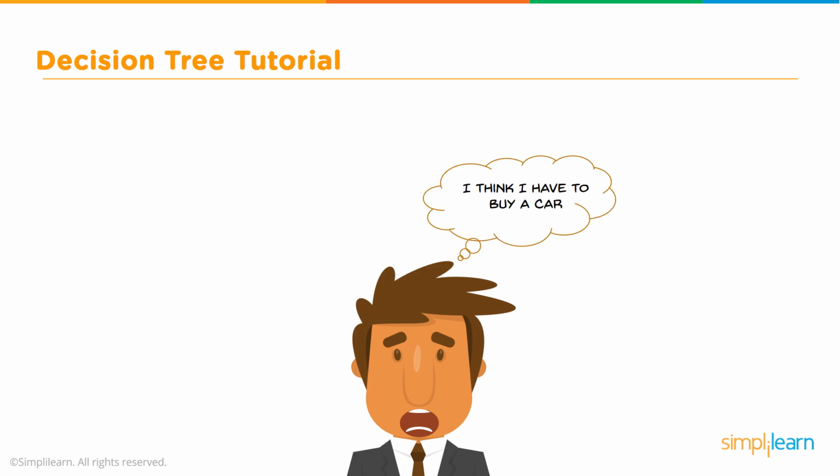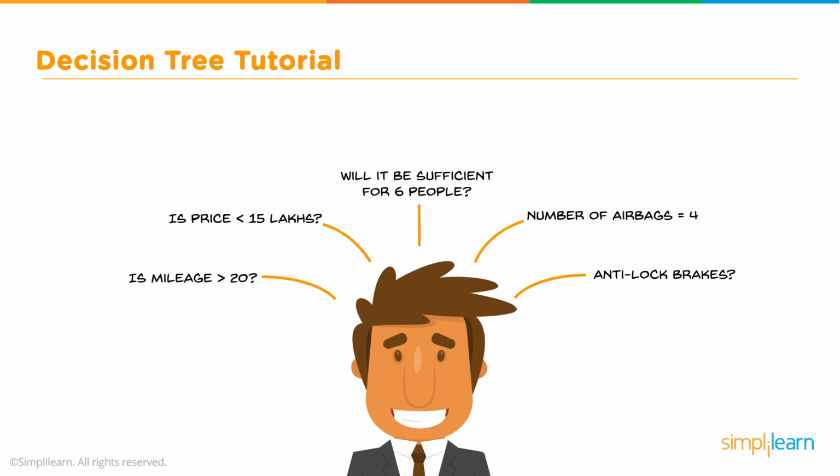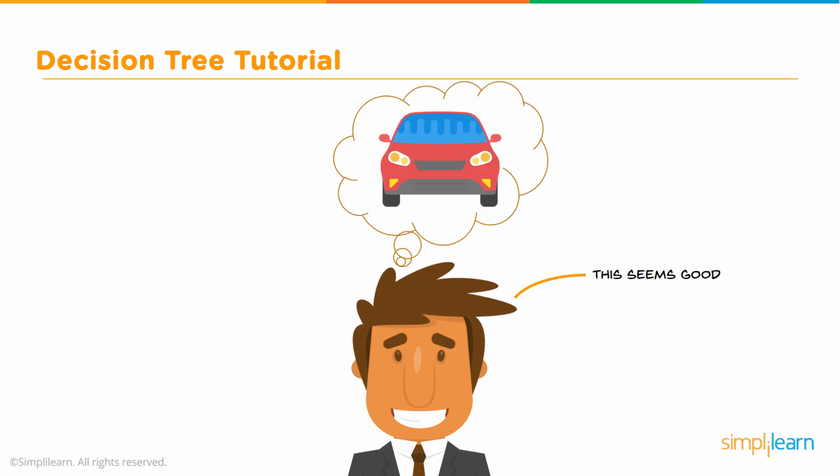So the decision tree, one of the many powerful tools in the machine learning library, begins with a problem. I think I have to buy a car. So in making this decision, you want to know, how do I decide which one to buy? And you're going to start asking questions. Is the mileage greater than 20? Is the price less than 15? Will it be sufficient for 6 people? Does it have enough airbags, anti-lock brakes? All these questions come up. Then as we feed all this data in, we make a decision. And that decision comes up, oh, hey, this seems like a good idea.